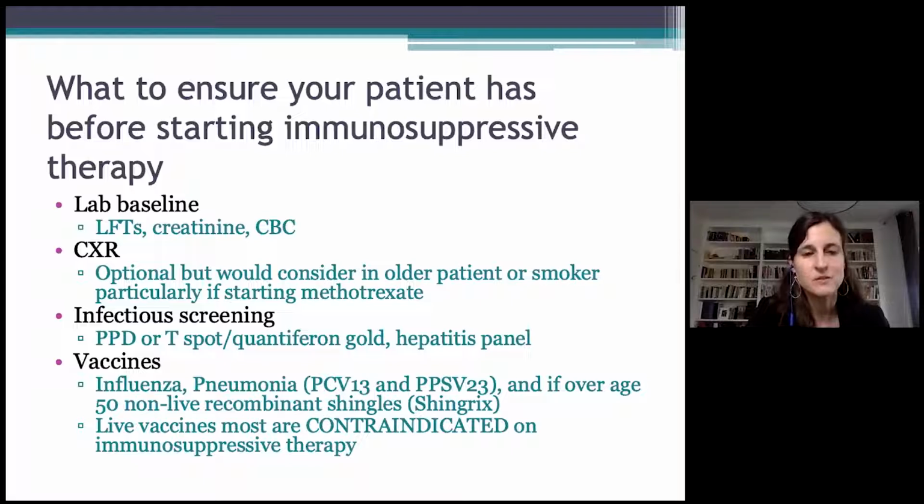So getting a yearly influenza shot. Pneumonia vaccines are important even if the patient is younger than 60. And if they're over the age of 50, the non-live recombinant shingles vaccine, or Shingrix, is important. Live vaccines are generally contraindicated for patients who are on immunosuppressive therapy. If a patient requires a live vaccine and you are considering starting immunosuppressive therapy, you should give the live vaccine now, and then you'd have to wait up to 2 months before you start immunosuppressive therapy.